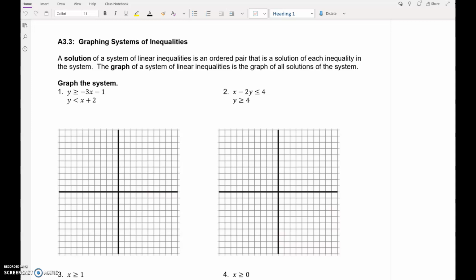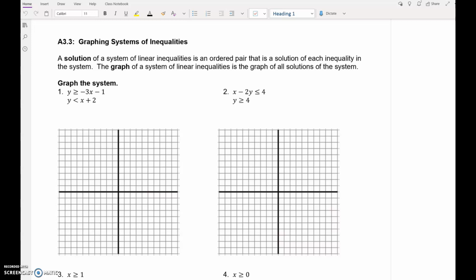Graphing a system of inequalities is basically taking two inequalities, which are the solid or dashed lines with the shading up or down, and putting two of them on the same graph. The final solution is the area that is double shaded, the area that would be shaded by both inequalities.